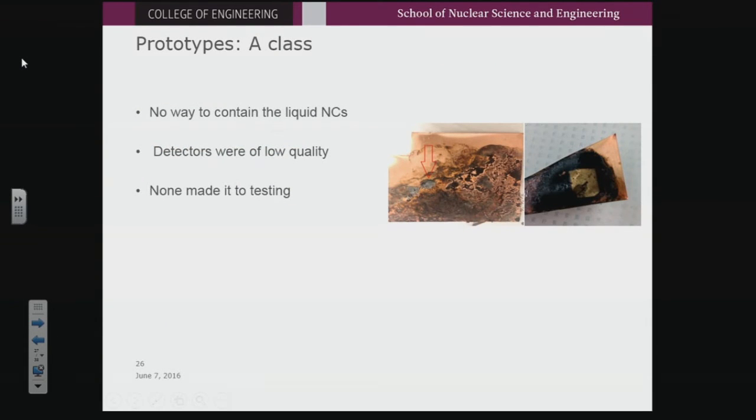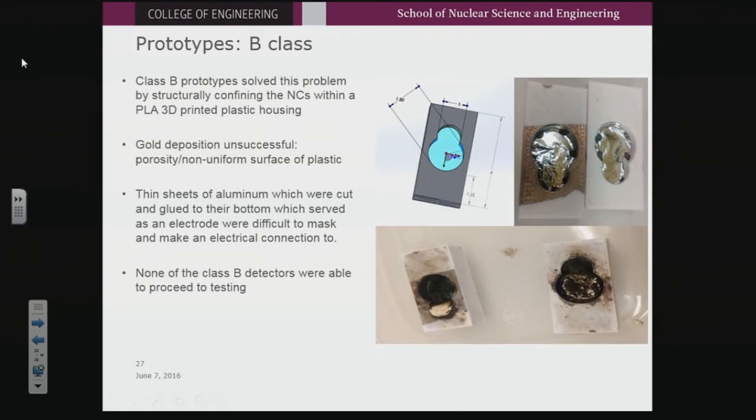So I made a couple of different detectors, and I labeled them in classes of prototypes. The Class A prototype was just starting out, not really knowing what I was doing. There was no containment for the liquid, so we got low-quality detectors where the liquid just went everywhere. None made it to testing, although this was the best gold we were able to get in the entire project. Moving on, trying to combat that, the Class B prototype solved this problem by structurally confining the nanocrystals within this PLA housing.